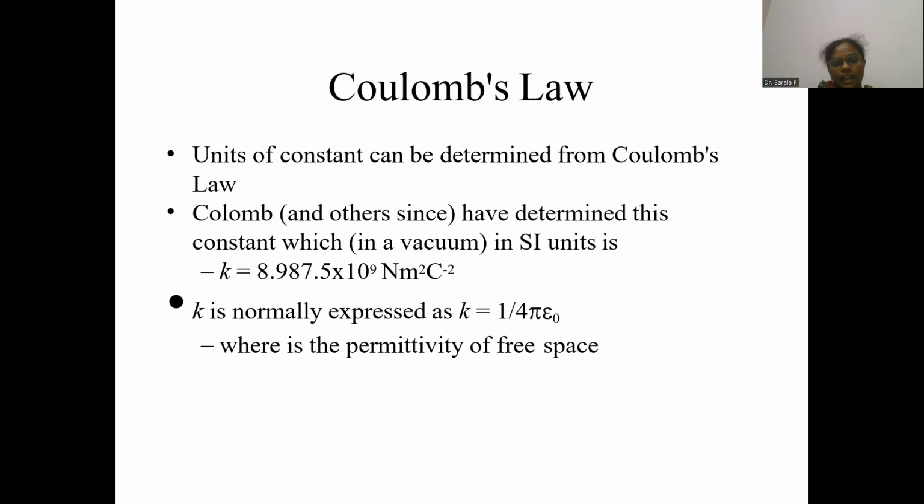Here K is nothing but 8.987 into 10^9 Newton meter square per Coulomb square. K is normally expressed as 1 by 4 pi epsilon naught. Then what is this epsilon naught? Epsilon naught is the permittivity of free space. So here we are going to calculate the force. The force is F is equal to 1 by 4 pi epsilon naught Q1 Q2 by R square.